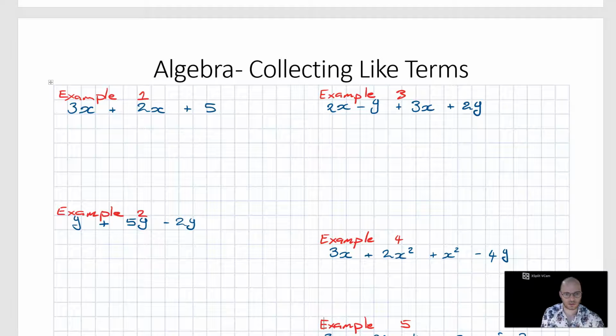Welcome to this video on the topic of algebra. In this video, I'm going to show you the process called collecting like terms. To do this, I'm going to go over 5 unique examples.